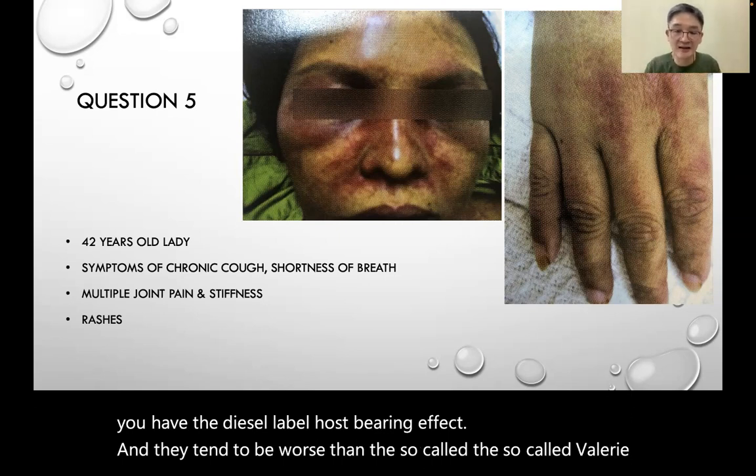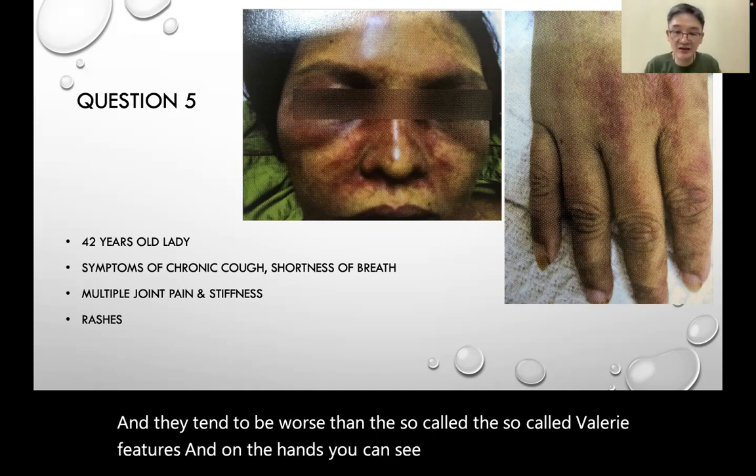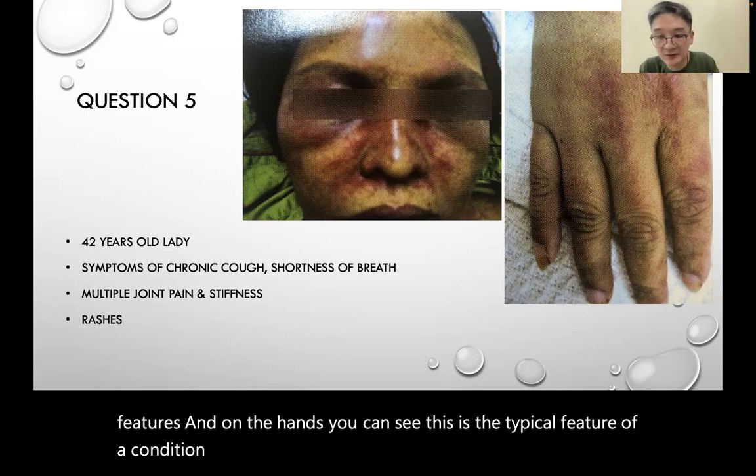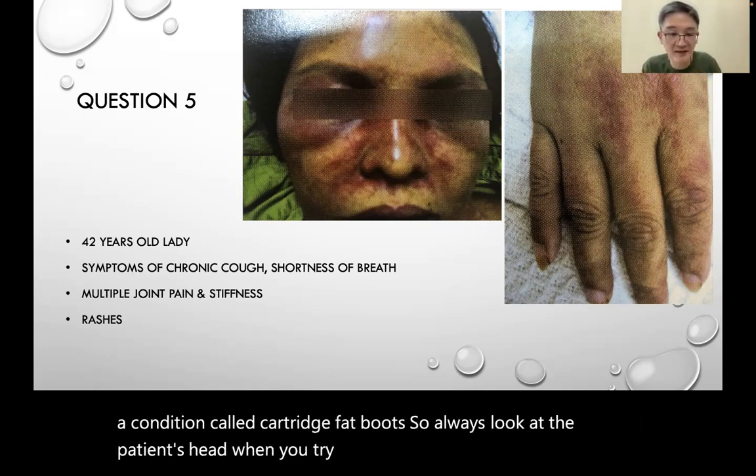And on the hands, you can see this is the typical feature of a condition called Gottron's papules. So always look at the patient's hand when you try to work out all these diagnoses.